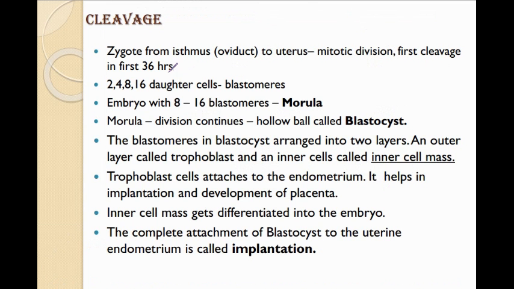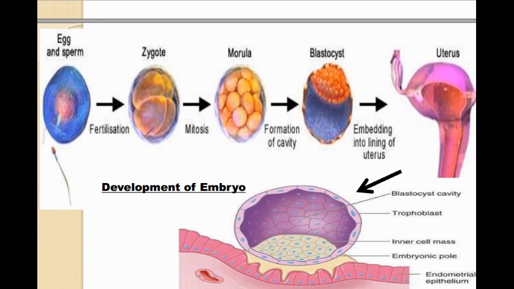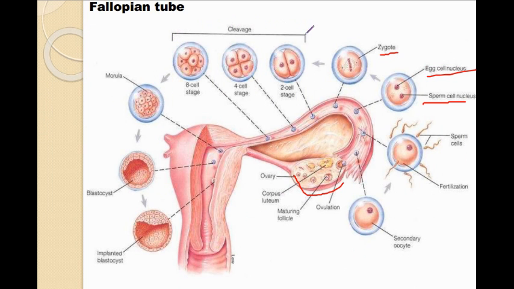Okay, after fertilization what happens? Cleavage. Okay, cleavage starts. Cleavage means division. तो इसमें कौन सा डिवीजन होगा? ओनली माइटोटिक डिवीजन होगा। ठीक है। हियर दिस जाइगोट it forms in this isthmus and ampullary junction of oviduct, and first cleavage occurs in the first 36 hours. So here it forms the 2 cell stage, next 4 cell stage, next 8 cell stage, next 16 cell stage. This process is cleavage.